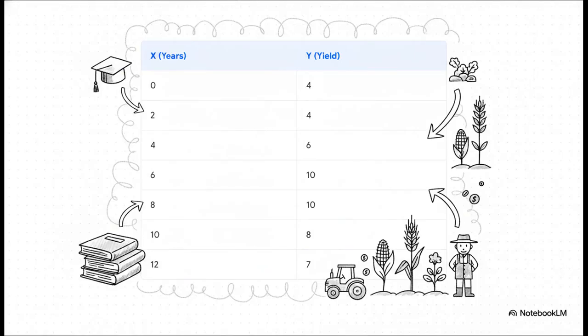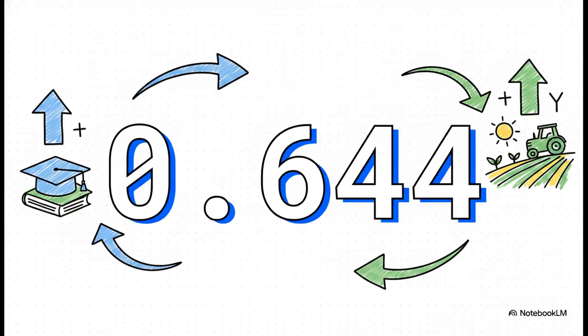Let's actually test this in reality with some fascinating data right from the chapter. Here we're comparing a farmer's years of schooling, that's our X variable, with their ultimate annual crop yield per acre, our Y variable. We really want to know, does education actually pay off out in the field? So we run that data through Pearson's formula, and it spits out the number 0.644. Now, what does that mean? Well, because it's positive and a relatively high number, we've got a strong positive correlation. We've mathematically proven that investing more years in education is directly tied to higher agricultural yields. When X rises, Y rises.